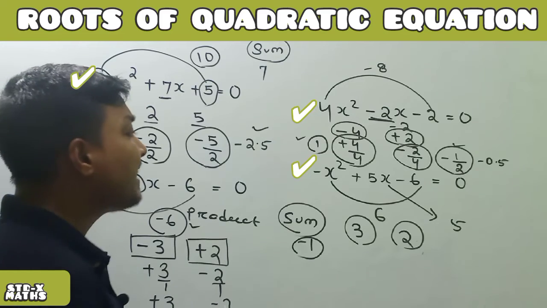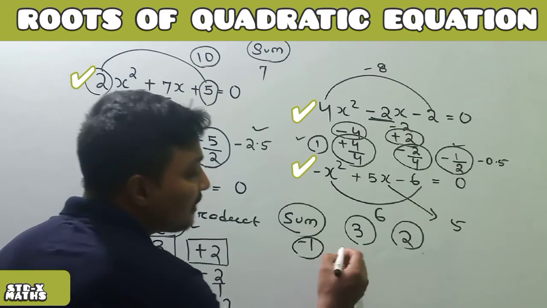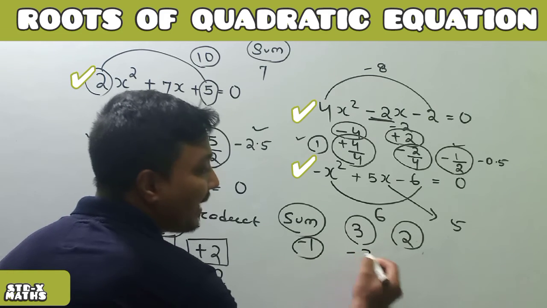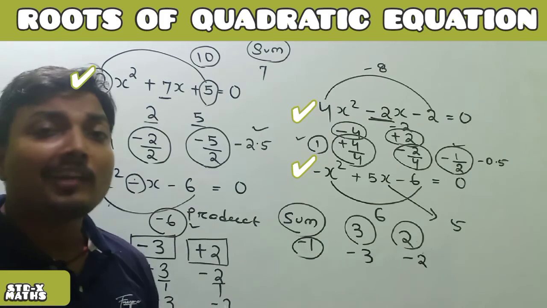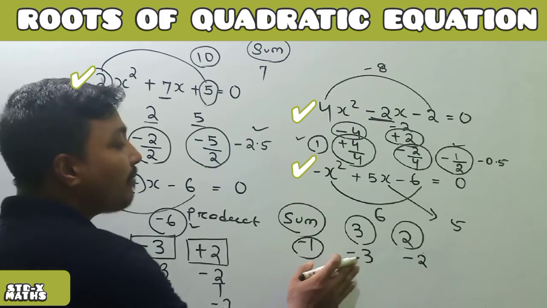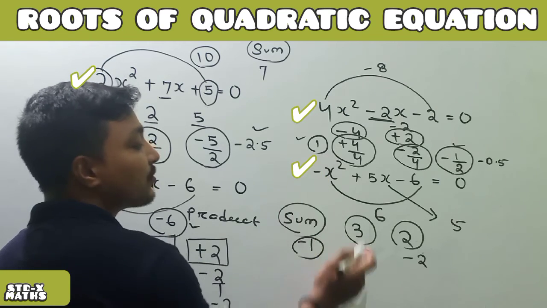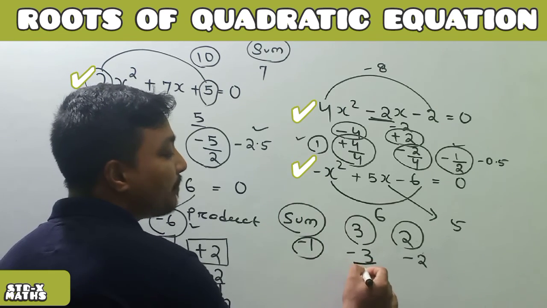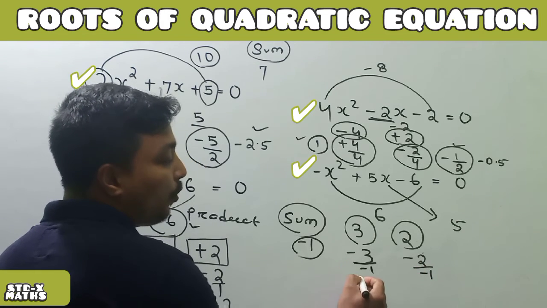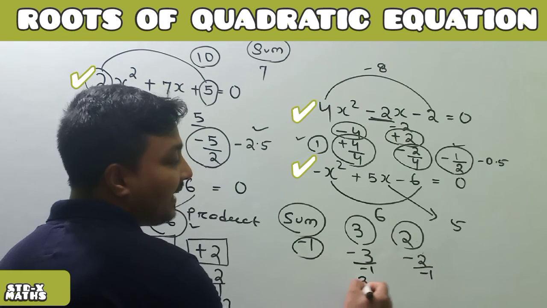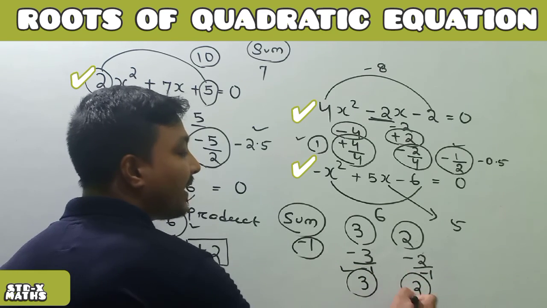Next step, we have to change the sign of both the numbers. On changing, it becomes minus 3 and minus 2. The third and last step is we have to divide both the numbers by the coefficient of x square. The coefficient of x square is minus 1, and here it is also minus 1. So the two roots are 3 and 2.